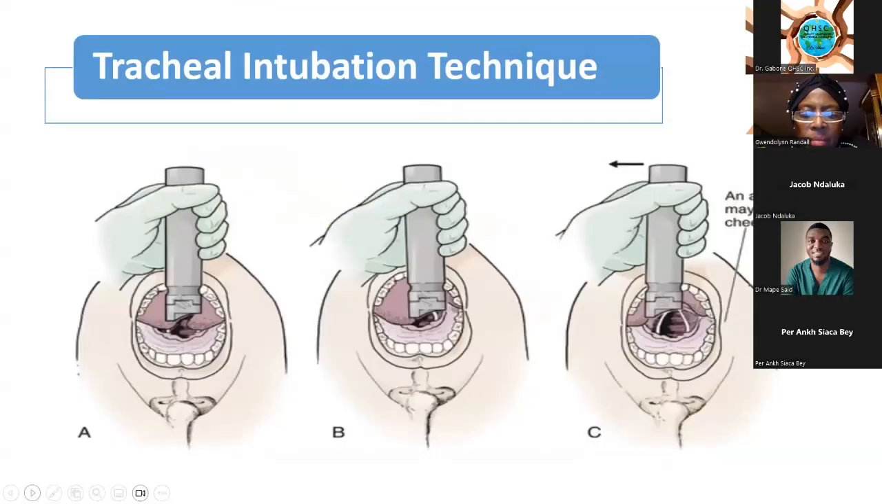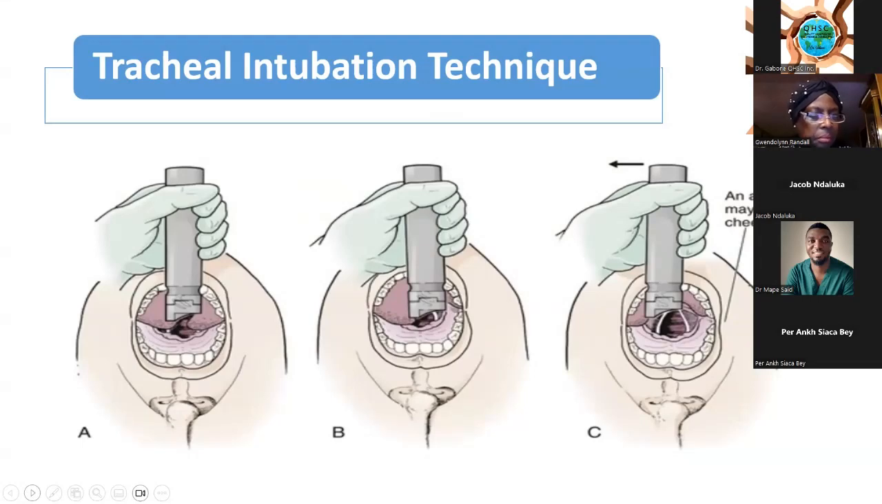Pharyngeal structures and then laryngeal structures. This is best done by you, before laryngoscopy, using your left hand and your right hand, holding the tube. Now you try as much as possible to push the tongue to the left side so as to get a good visualization of the laryngeal structures.